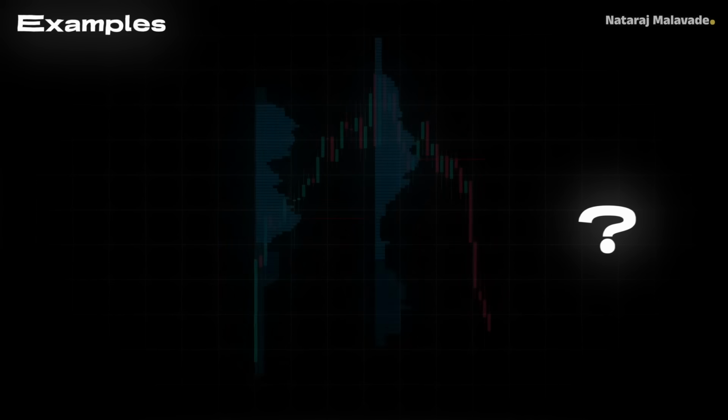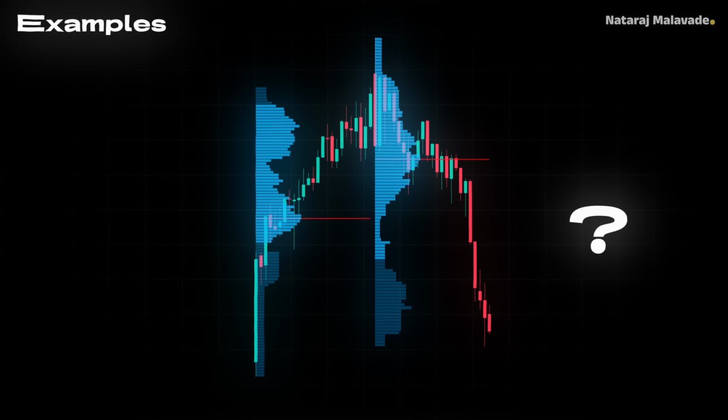Now again, we're comparing two different profiles here. Blue highlighted is the value area. Again, I want to remind you. So in this case, just think about it. What's the sentiment you would expect for the next day?